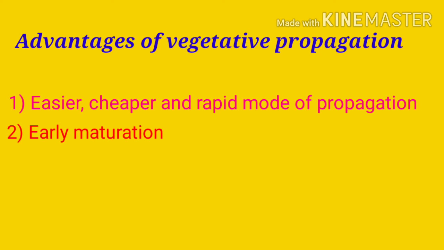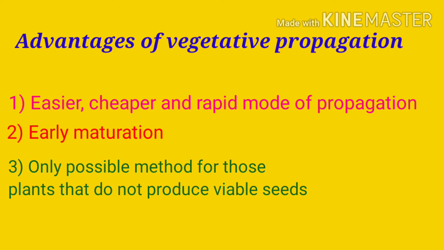Now the next advantage is vegetative propagation is the only possible method of reproduction for such plants that cannot produce viable seeds. Viable seed means seeds that can germinate. So it is the only possible method for those plants that cannot produce viable seeds, like banana, grape, ginger. For these types of plants, this method is the only possible way to propagate.